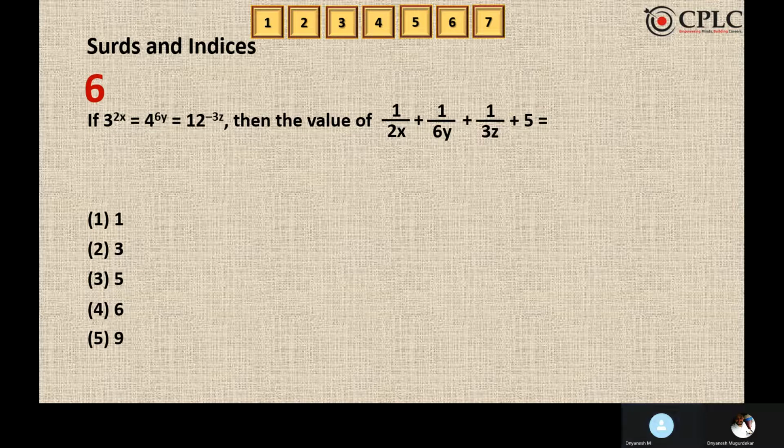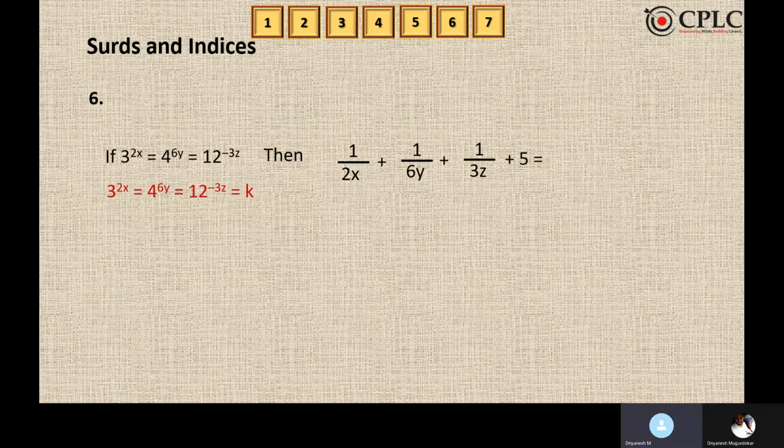Next one. Three numbers are equal to each other, and we have to find the value of some expression. We would have explored a similar kind of thing in ratio and proportion. Let all of them be equal to k. Individually also they are equal to k. So the value of 3 in terms of k will be k raised to 1 by 2x. For 4 it will be k raised to 1 by 6y. And for 12 it will be k raised to minus 1 by 3z.